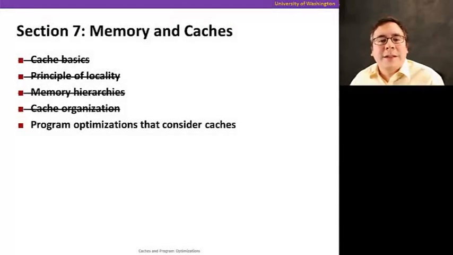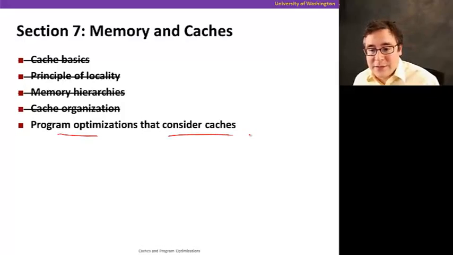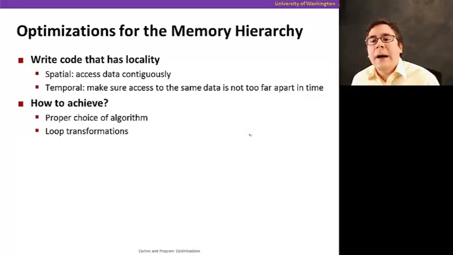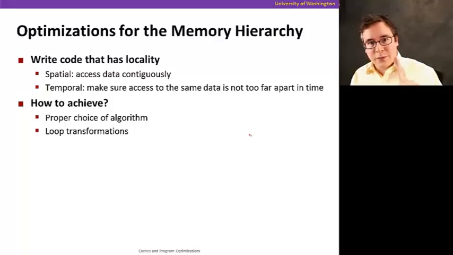Now we're going to do our last topic in our memory and caches section. We're going to talk about program optimizations that consider caches. Okay? So optimizing code for the memory hierarchy essentially boils down to writing code that has better locality properties. And remember, there are two types of locality: spatial locality and temporal locality.